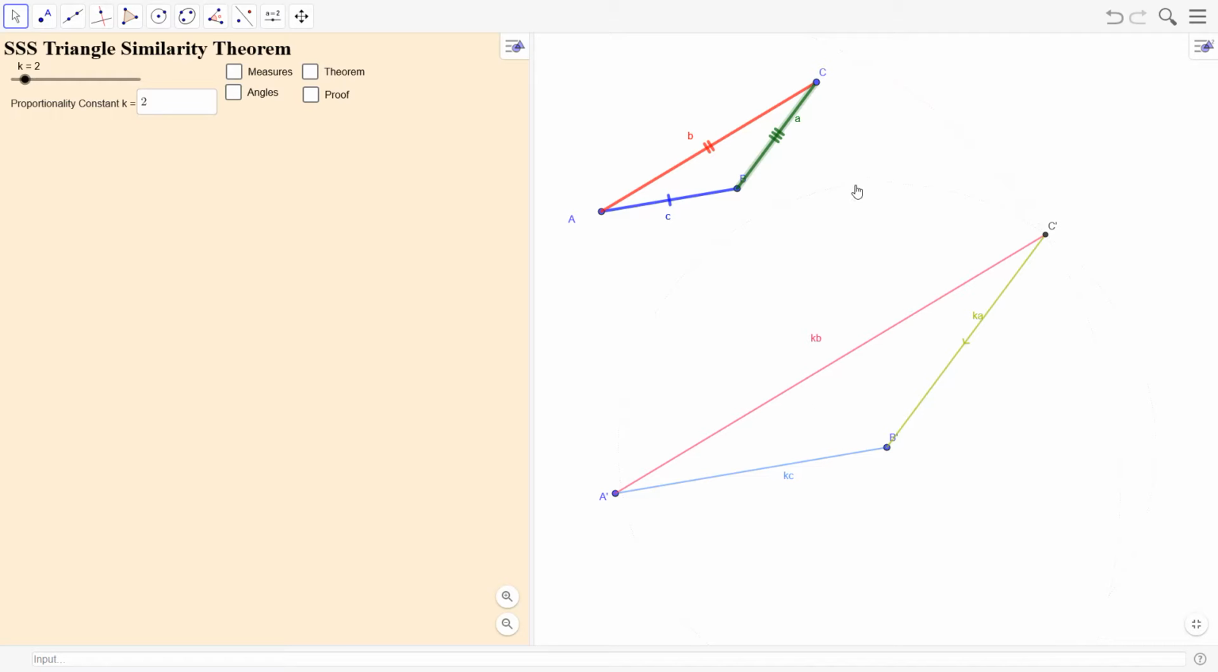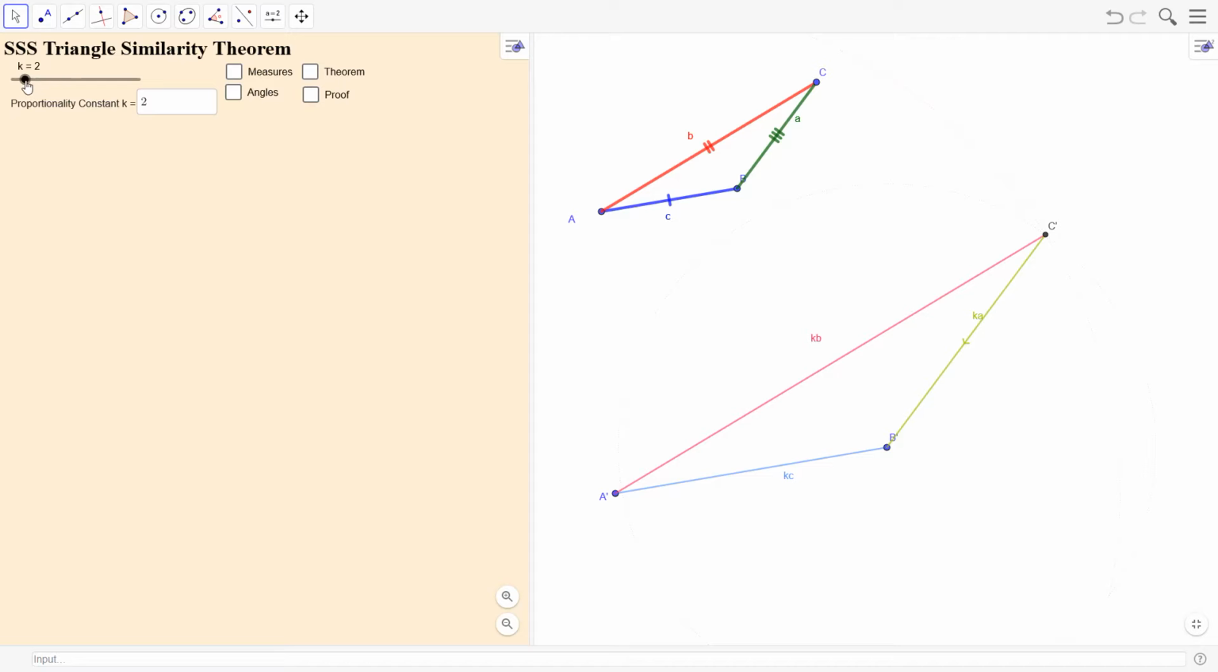Next, I made a circle centered at B that has the same radius as K times A. So we know that C prime has to be on it somewhere. Then I also made a circle centered at A prime of radius K times B. Right at the moment, K is 2. And wherever those cross out here, that's where we put C prime. That makes sure that this distance is KC, this is KB, and this is KA. I made those circles kind of light so they can be out of our way.